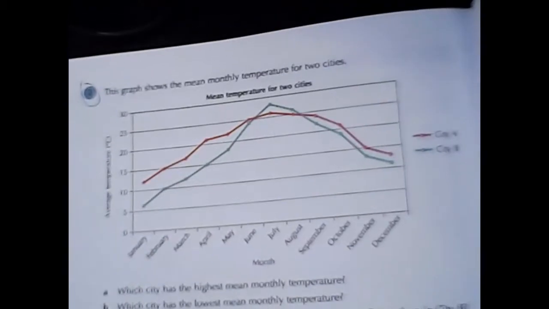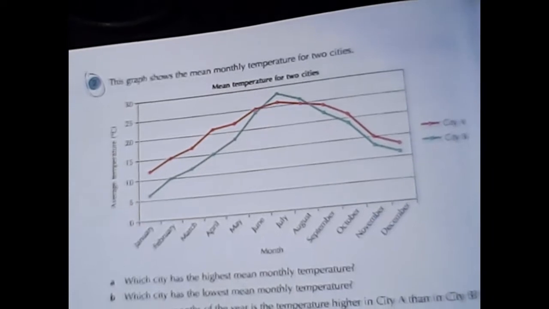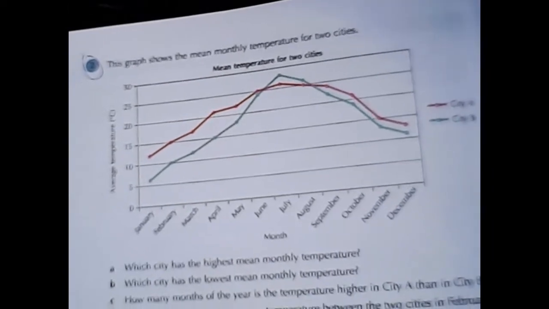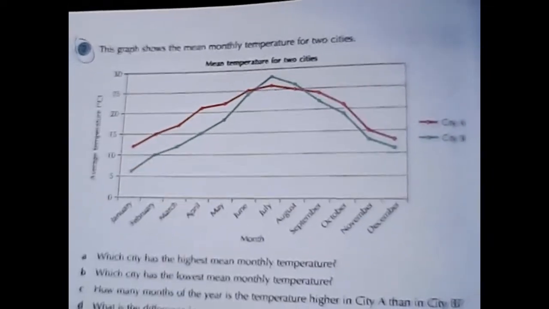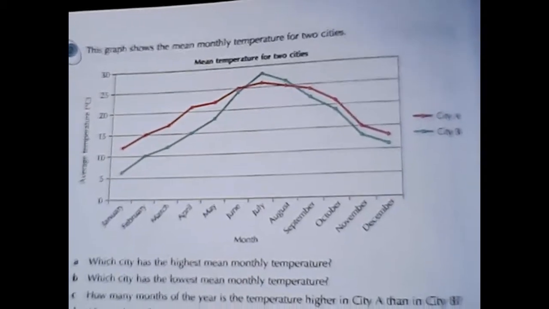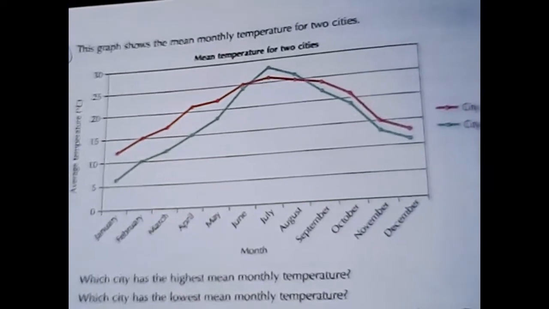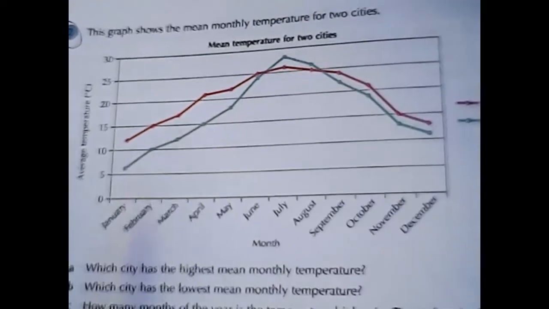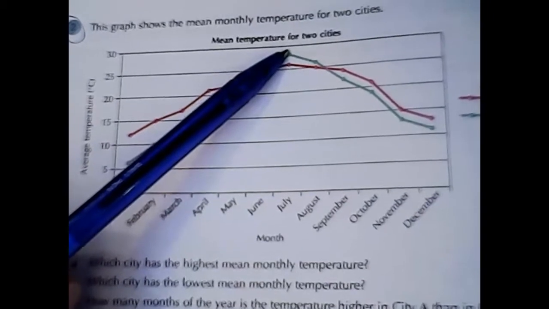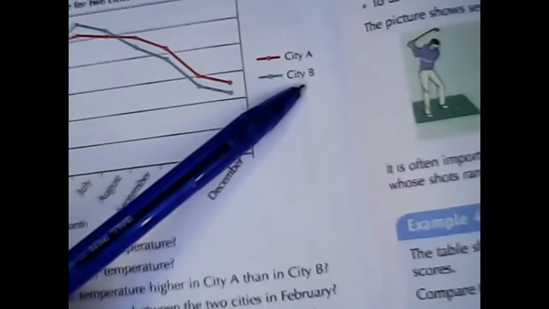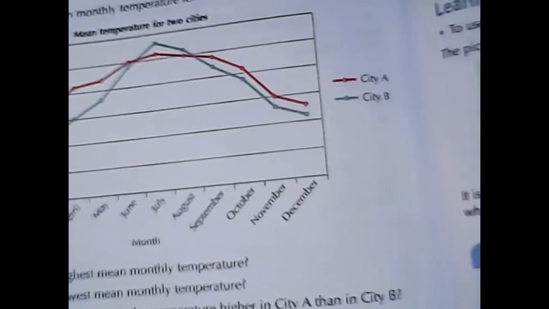Okay, the next question at the top of the page here, this is just a matter of looking at the chart and reading information off the chart really. It says at the top here, which city has the highest mean monthly temperature? So you just look at the chart here, and the highest one here is this one, which is city B. Okay, so answer to A is city B.